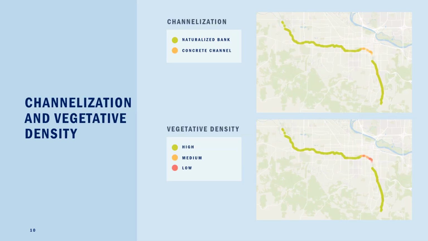Here's a quick look at the relationship between concrete channelization and overall vegetative density. You can see a pretty strong relationship here. Nearly all of the naturalized segments had a high vegetative density throughout, regardless of their species makeup. In the concrete channel, however, it is hard for anything to grow, even aggressive species.